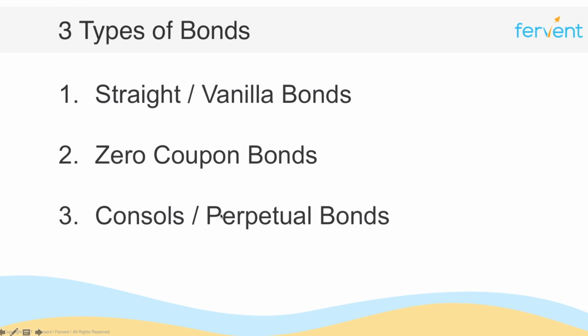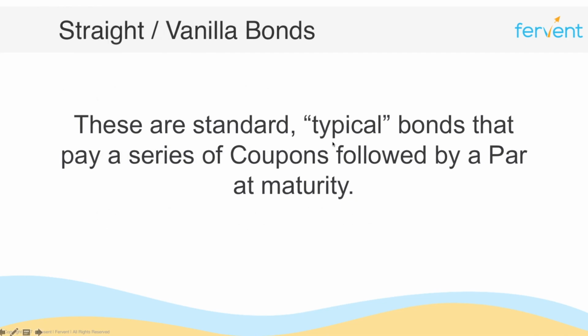Starting with straight or vanilla bonds then, these are your standard or typical bonds that pay a series of coupons followed by a par at maturity. Remember, at the very start of this course, when we introduced bonds, we said that some bonds pay interest and the lump sum payment, others only pay interest, and still others only pay the lump sum. Straight or vanilla bonds are the ones that pay both. So they pay you coupons every year, or every 6 months, or every 3 months, depending on the frequency of payoffs, and they do that consistently up until maturity, where they'll give you the par value.